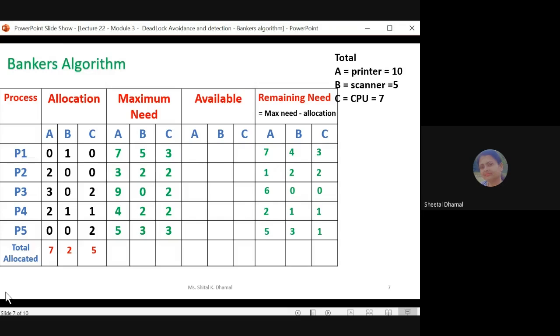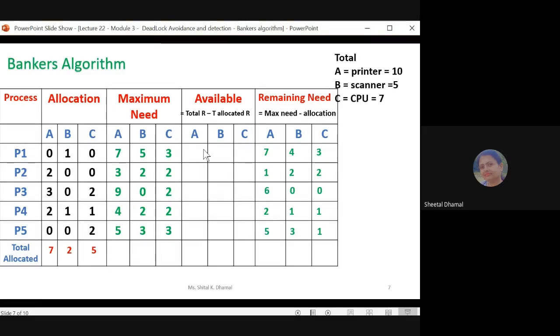Now what we will do here? We have already obtained the total number of allocated resources for all the processes. And we had the data of how many total resources are available in the system, that is 10, 5 and 7. So now we will calculate the number of freely available resources in the system. Total resources and total allocated resources we know. So how will we find out? We will subtract the total allocated resources from the total number of resources.